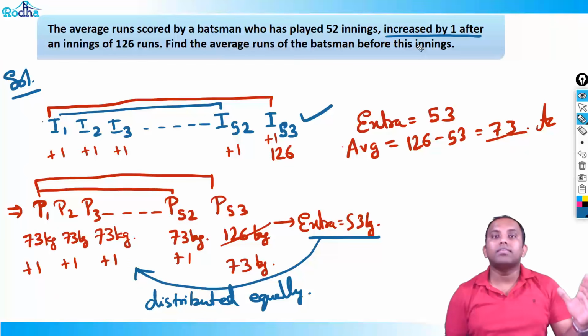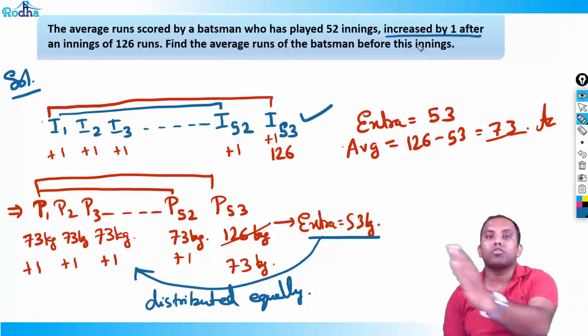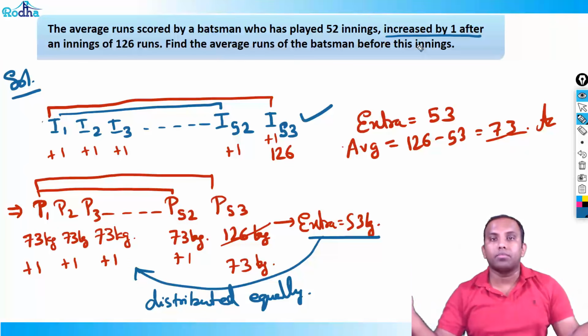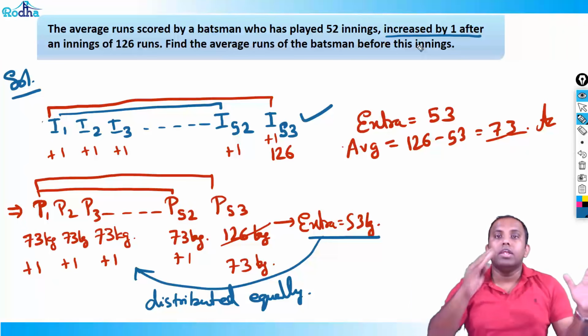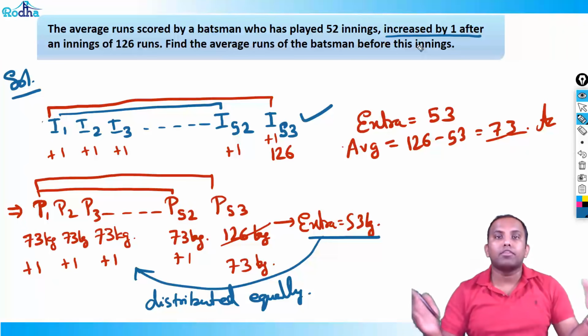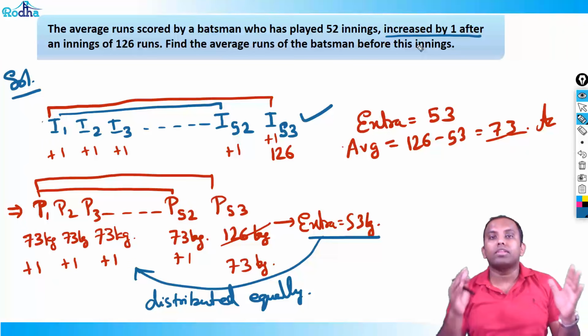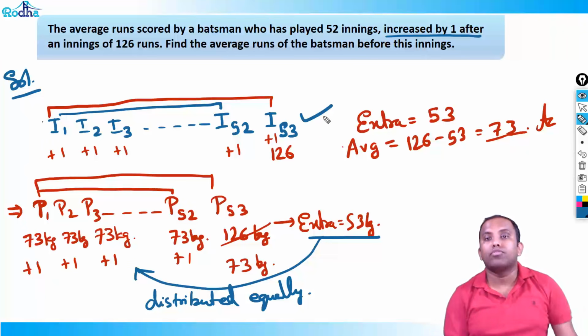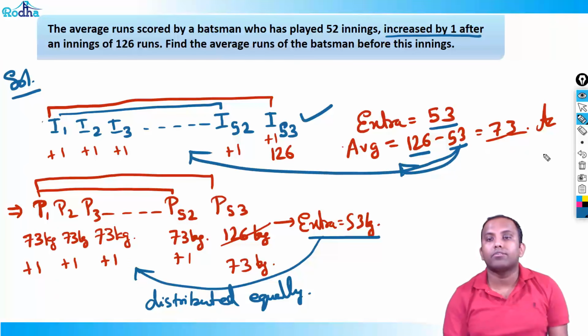So what are the extra runs? 53 runs, because 53 runs are distributed equally in 53 innings, that is plus 1 run for each inning. So if 53 runs are extra, then 126 is the score and 53 is the extra that is distributed, right? So what is the average? Average is 73. 126 minus 53, 73 is the answer.